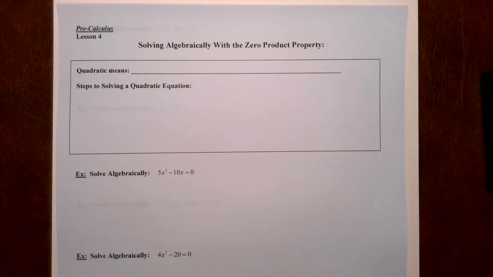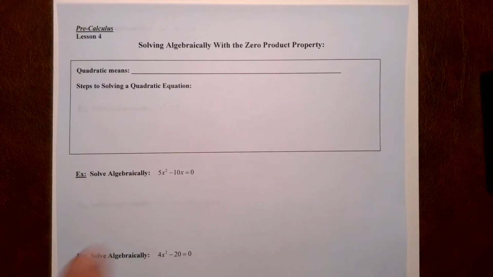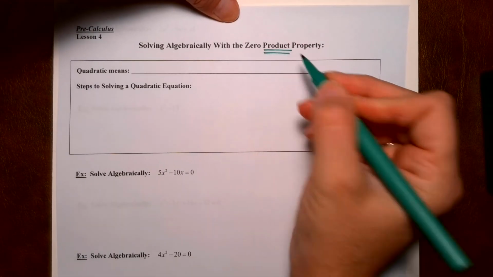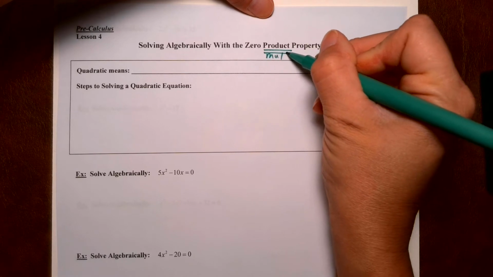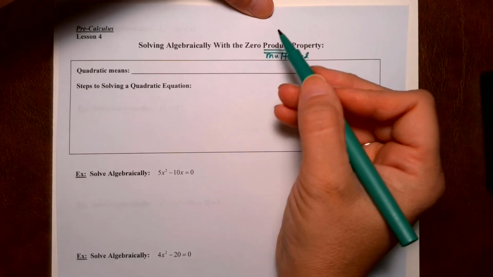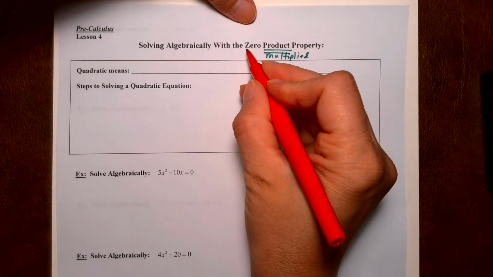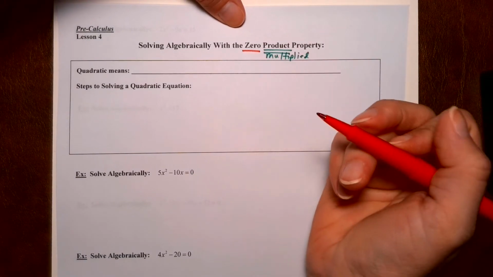Algebraically Calc, this lesson is going to involve solving with the zero product property. The first thing we have to make sure we know is that a product means that two things are being multiplied. And it's super important that we mention this is called the zero product property. It only works with the number zero.